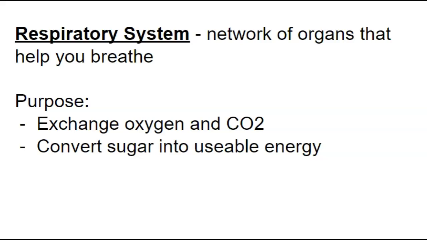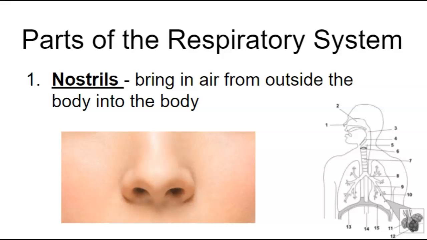So we're going to talk about the parts of the respiratory system now that we know what the respiratory system does. Now, there's a diagram that goes along with this. I can get you the diagram. Just ask me for it when you get back to school. So parts of the respiratory system: nostrils, your nose. We all know that our nose is useful because it helps us breathe, right? It brings in air from the outside of the body into the body.